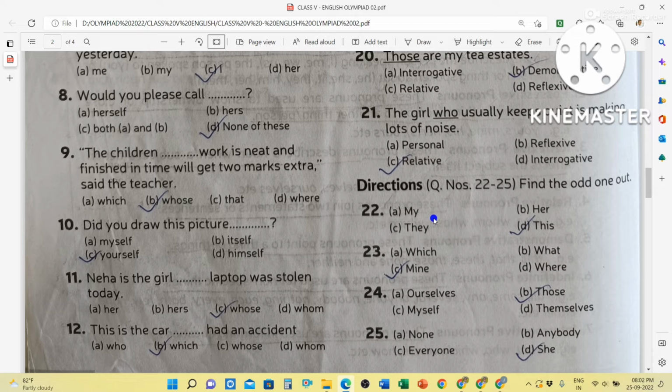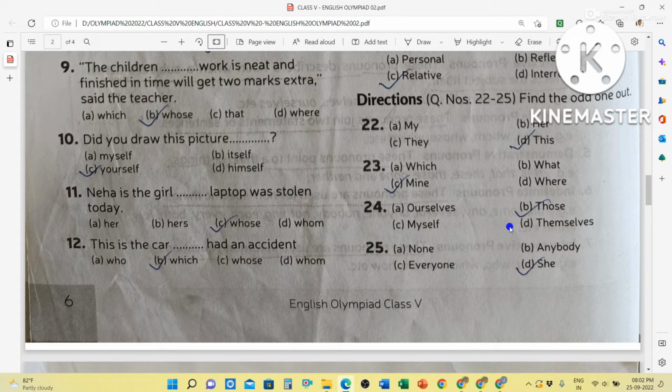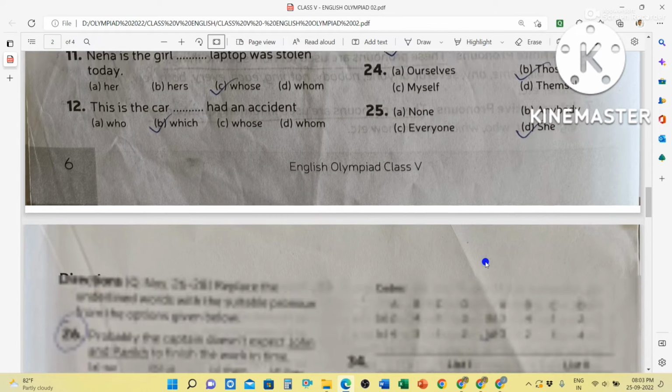Find the odd one out. My, they, her, this. So my, they and her are personal pronouns, but this is the demonstrative pronoun. Which, mine, what, where. Here, which, what, and where are the interrogative pronouns, but mine is the possessive pronoun. Ourself, those, myself, themselves. So ourself, myself, and themselves are the reflexive pronouns, but those is the demonstrative pronoun. Anyone, everyone, anybody, she. Anyone, everyone, and anybody are the indefinite pronouns, but she is the personal pronoun.